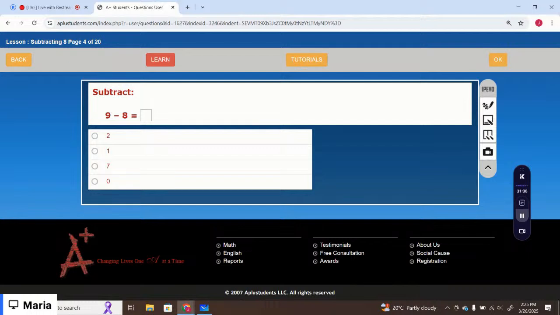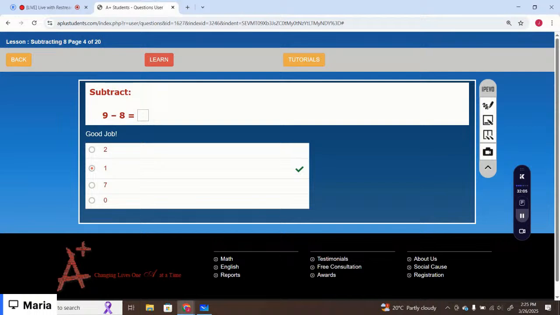Nine take away 8 equals. 9 take away 8 equals 1. Option number 2 is the correct option.